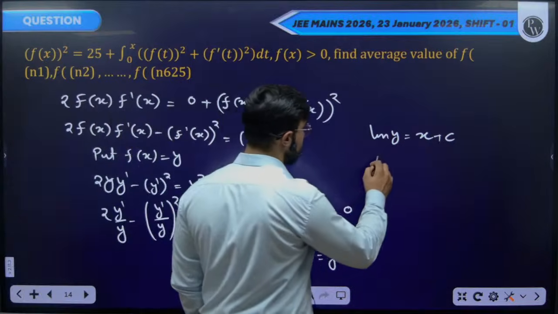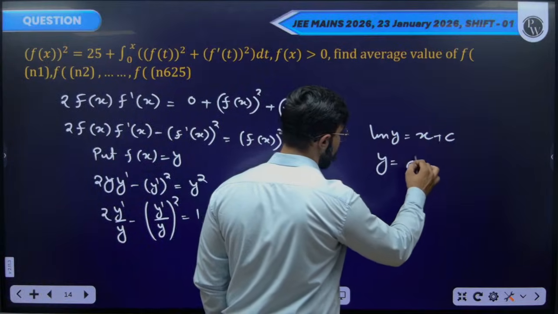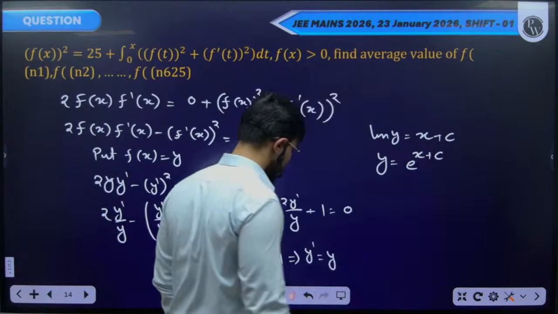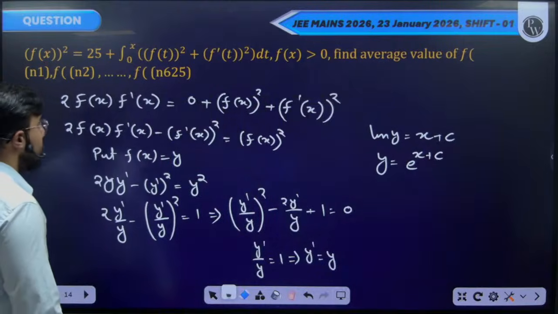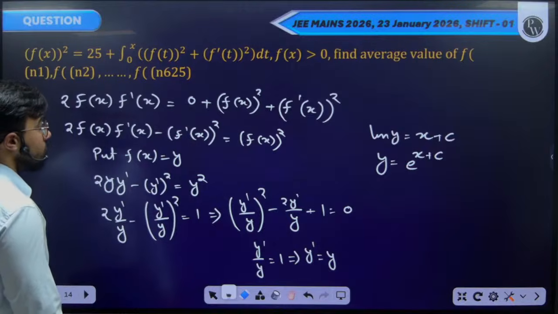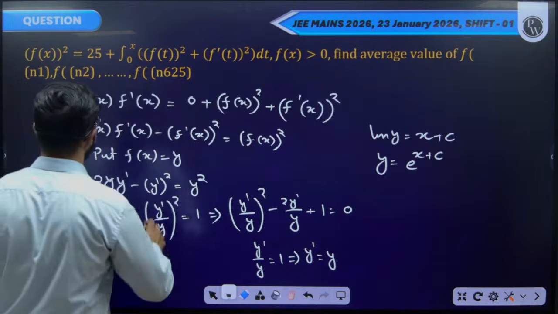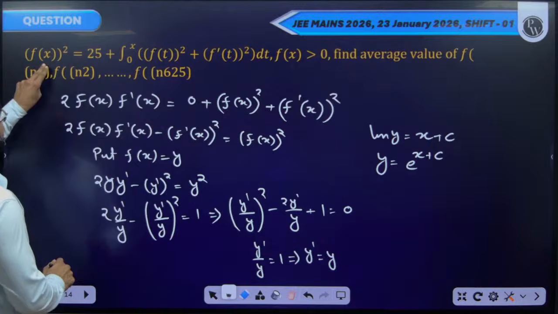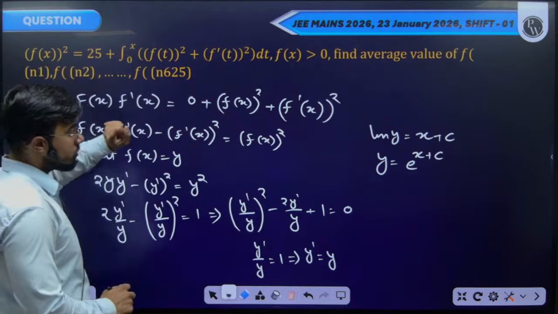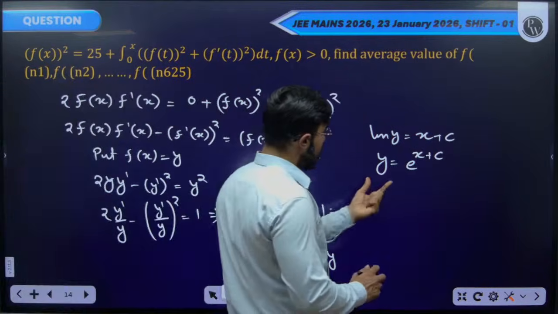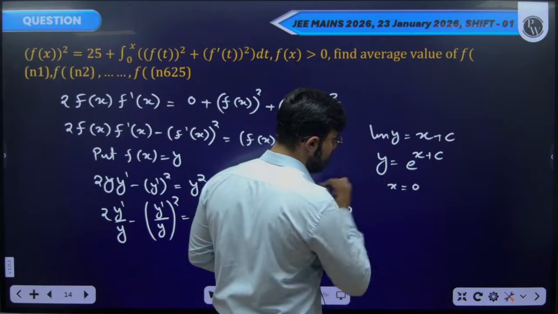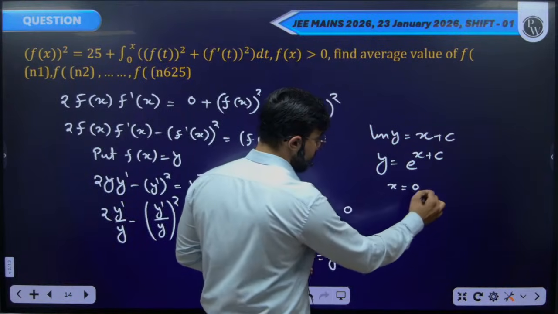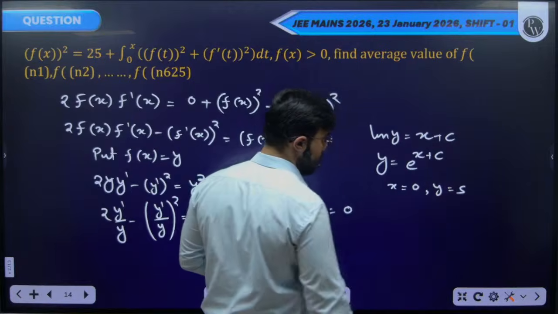So y is equal to e power x plus c. This is the integration we have. Now can we find y0? If we put x equal to 0, what will you get? So f0 is 5. f0 is 5. So if we put x equal to 0, then y is 5, right?